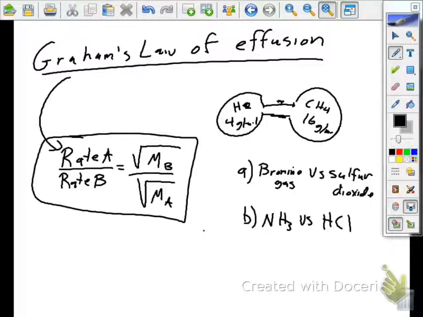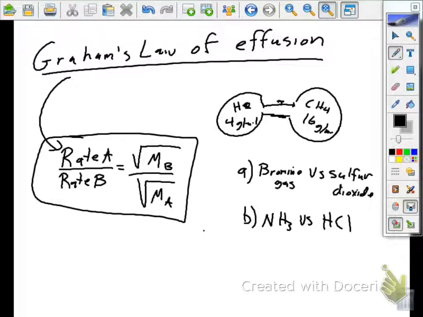So helium will move faster through this opening than CH4. And that goes with any gas. If I have two gases I'm comparing, the lighter one is always going to move through that opening faster than the heavier one. Does that make sense? Okay.